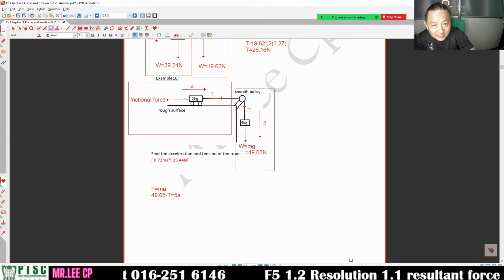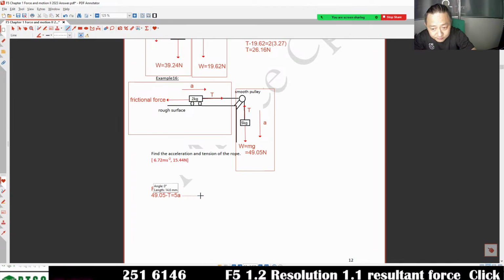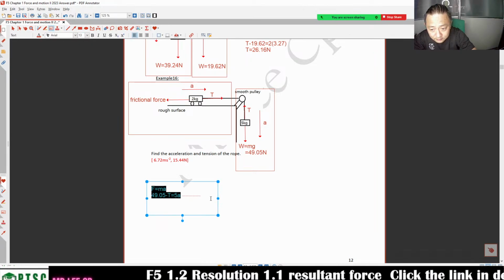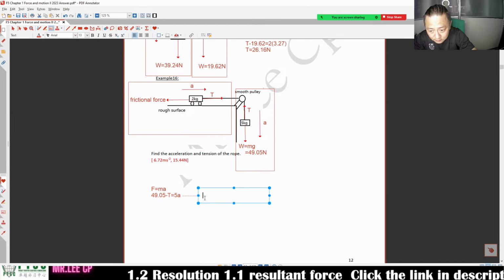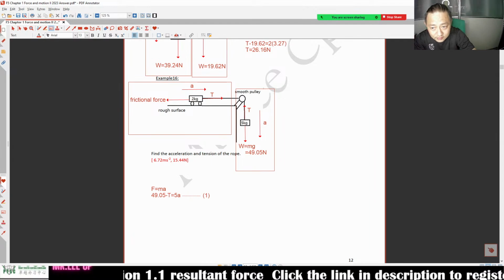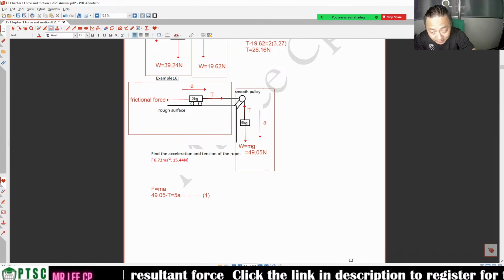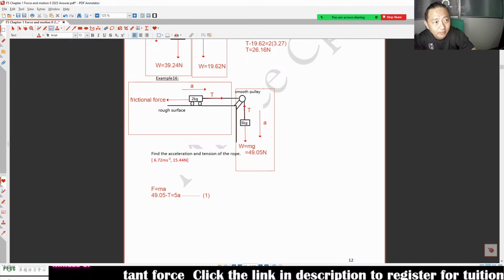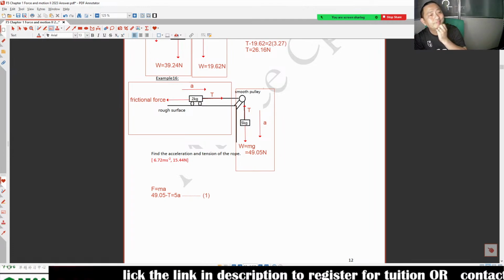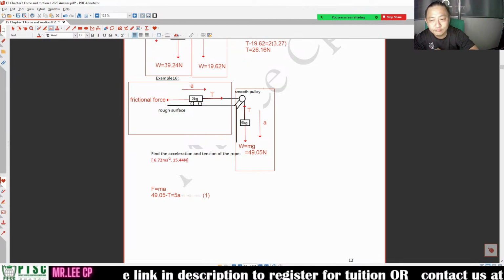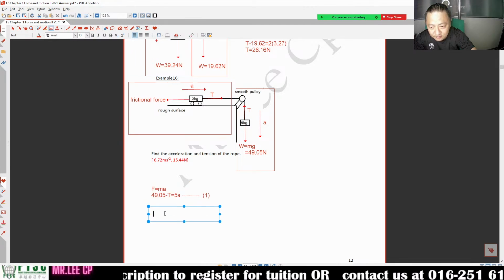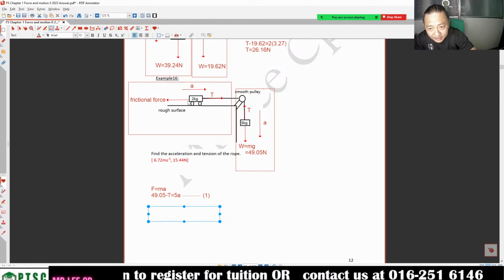Now you are going to write the second equation from here. Write this equation for me. This thing is accelerating to the right hand side. Already? Okay. So big minus small.